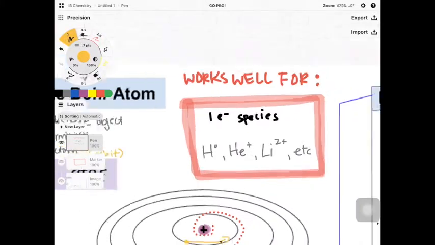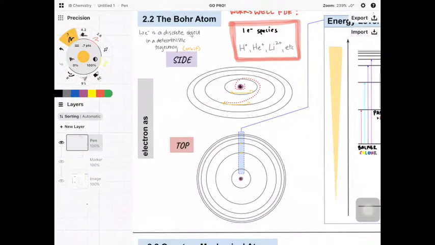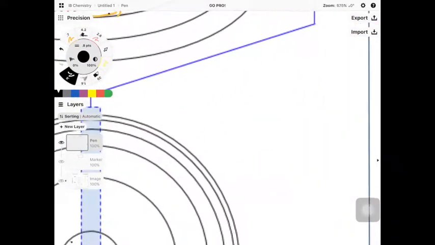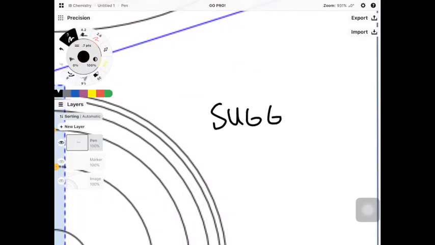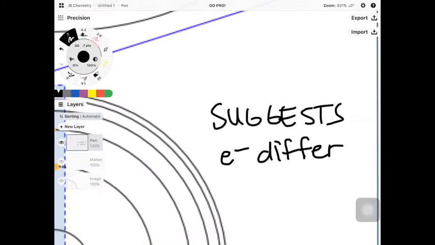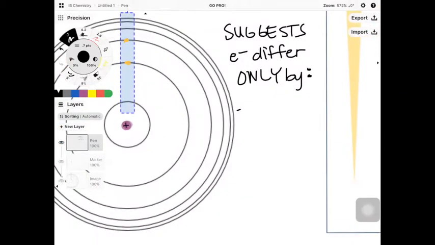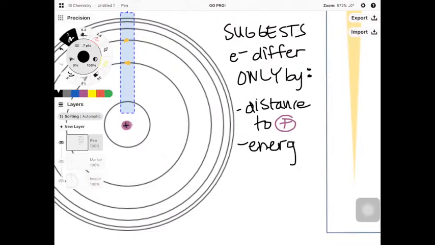This model works really well for things that have one electron, like hydrogen or helium with positive one charge, and he basically suggested that electrons differ only by their distance from the nucleus and the amount of energy that they had. So they could be closer or further to the nucleus, and they could be lower or higher energy level.